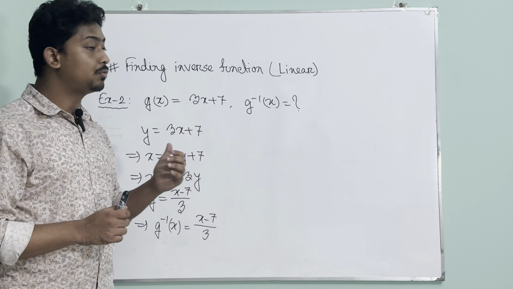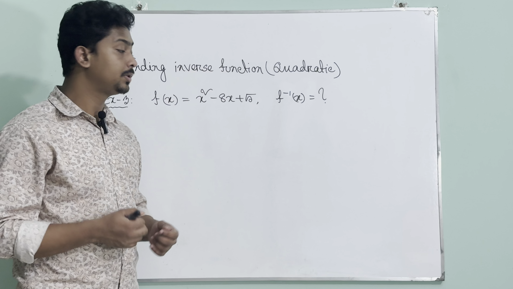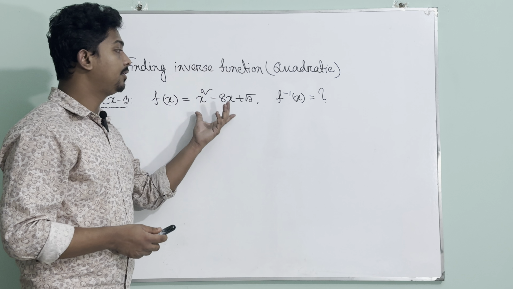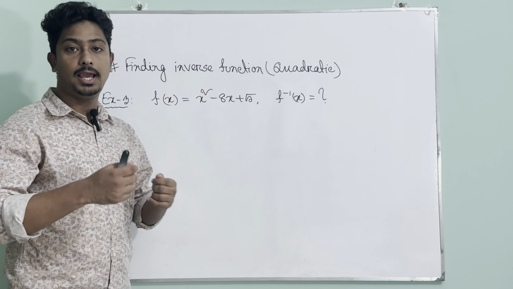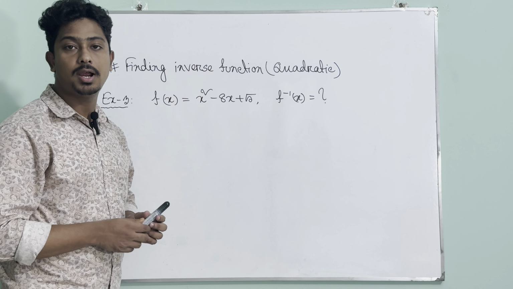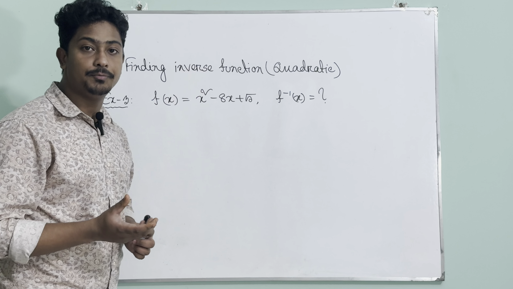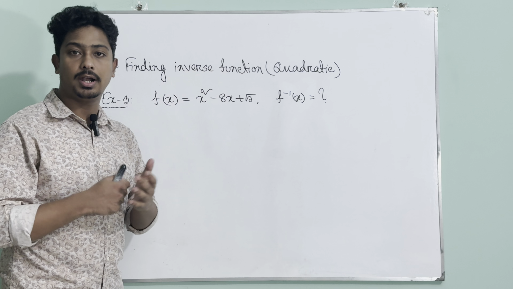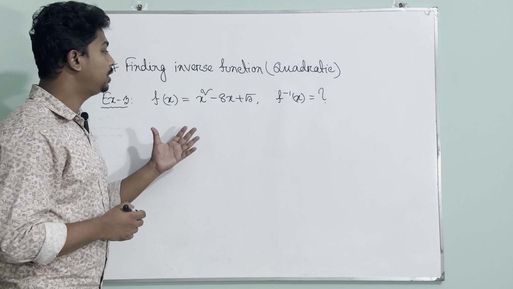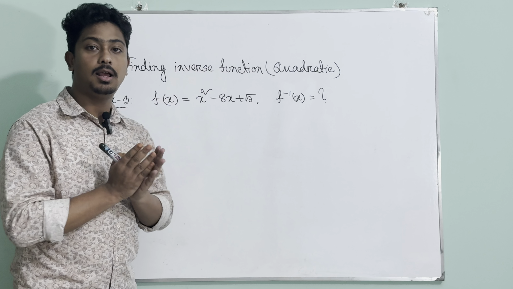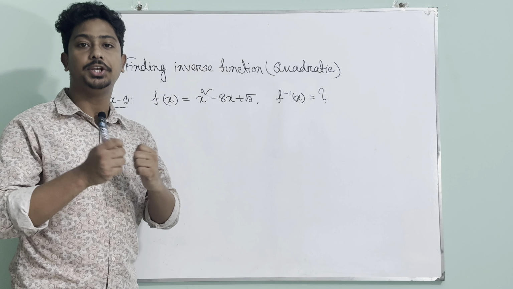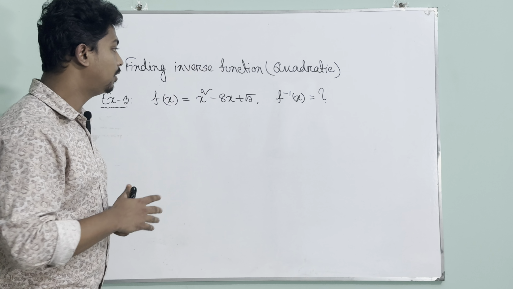Let's jump to our quadratic functions. Now in our example 3, we have a quadratic function. We cannot just interchange x and y to find the inverse function, because we have two variables in there, one with the square term and one with the simple linear term. So we need to follow a different approach. We're going to use the completing the square method, take one variable in our equation, then interchange. First of all, let's see what we can do.